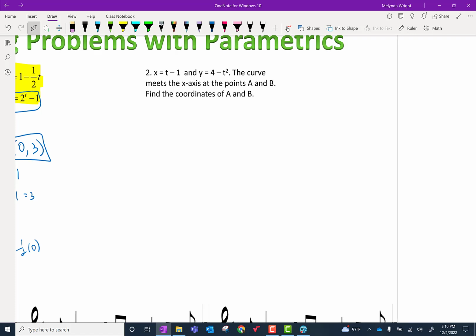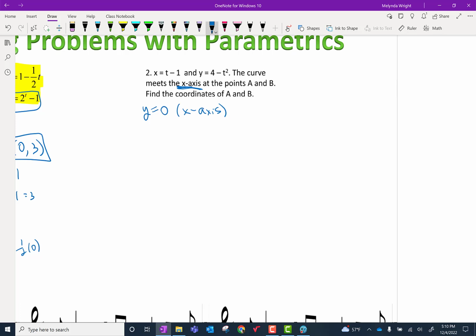Okay, so let's take a look at our second example. They're giving us a parametric equation, x equals t minus 1 and y equals 4 minus t squared. And it tells us that the curve meets the x-axis at the points A and B. Ooh, 2 different points. Now that's interesting. So what do we know about the x-axis? We know that every y coordinate on the x-axis is 0. So that means y would be 0. That's all along the x-axis. So that's a clue that we get from this.